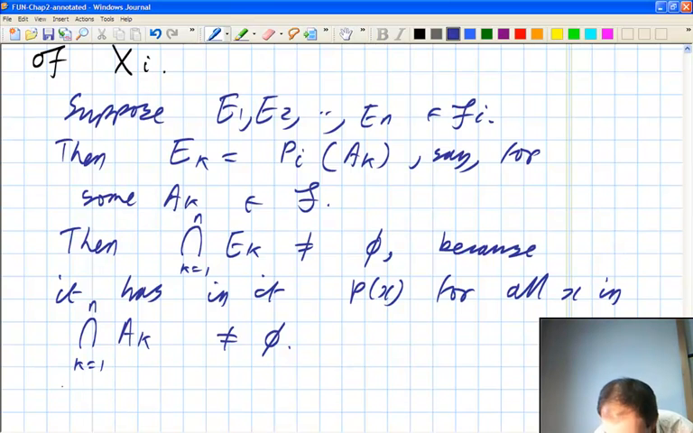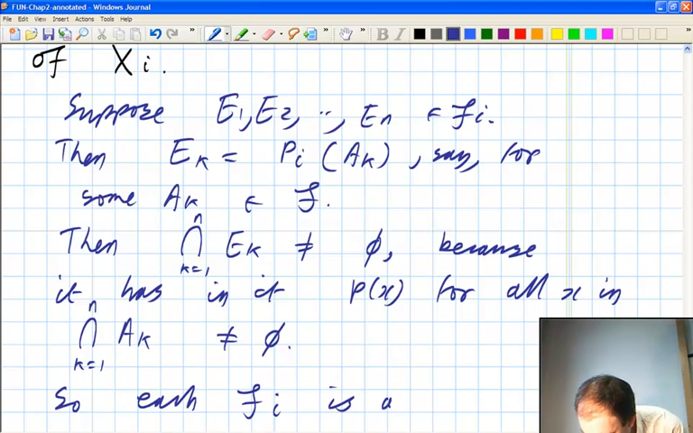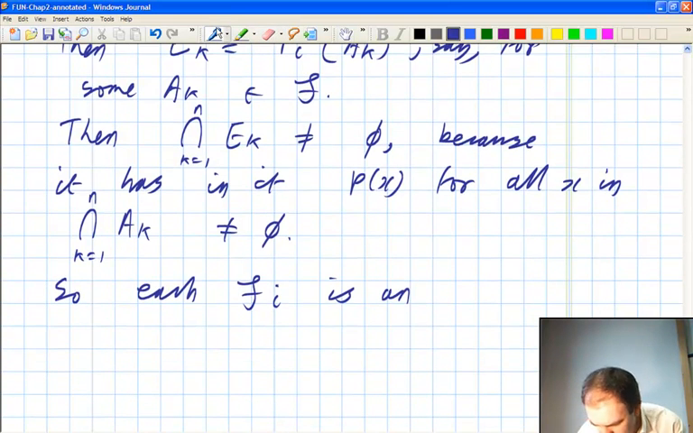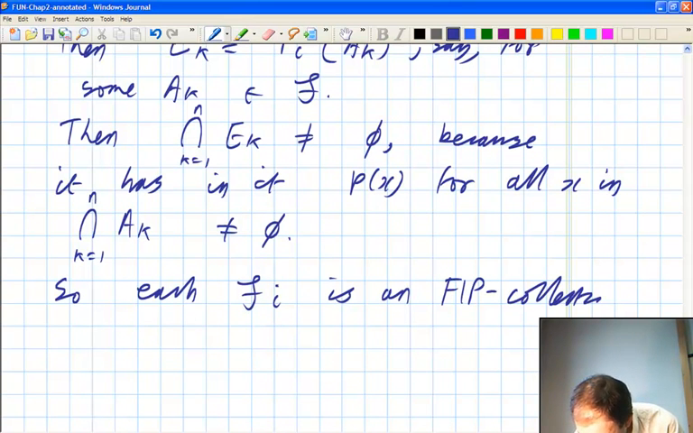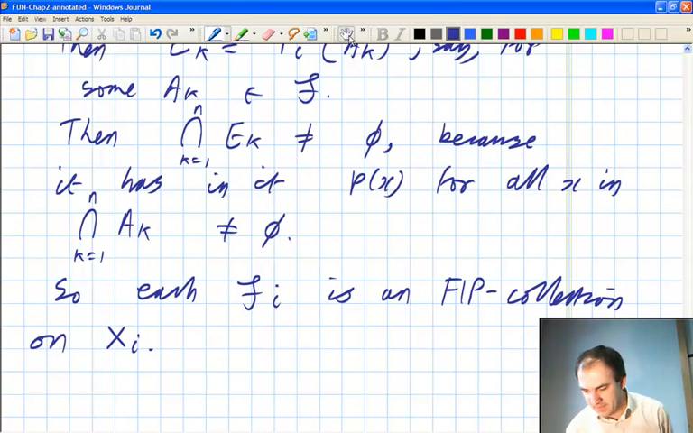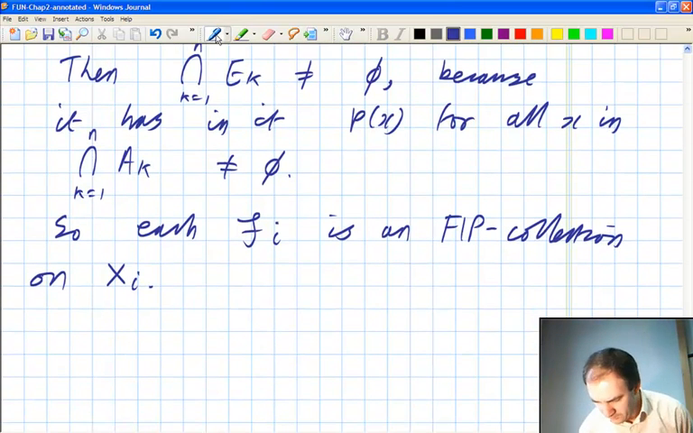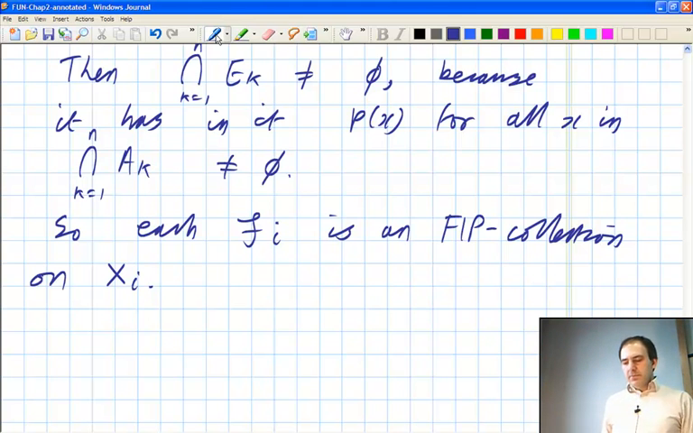So each Fi is an FIP family, or collection, on its relevant space. But they are compact. The Xi's are compact.